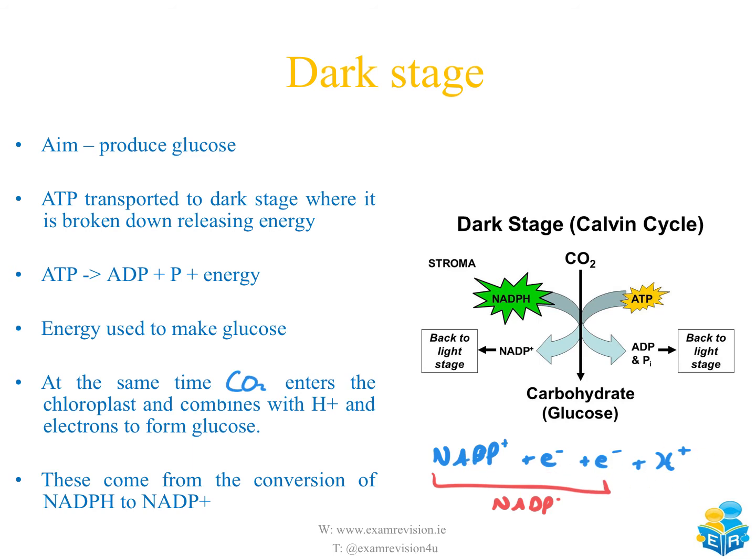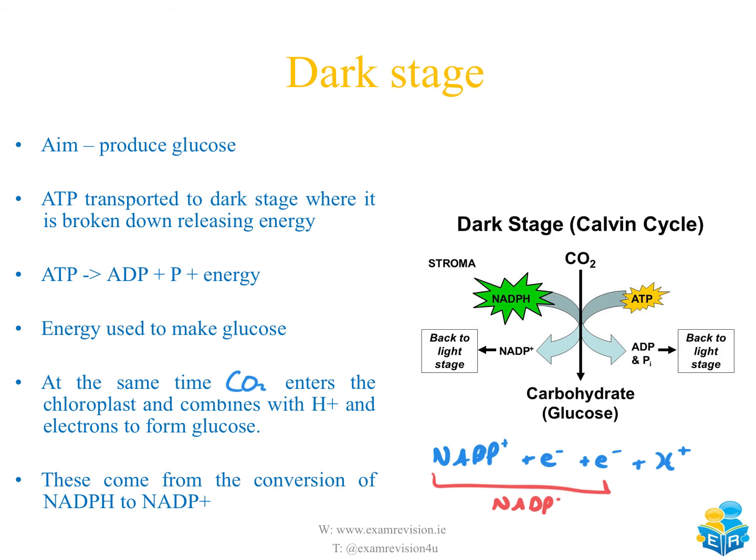Okay, so the CO2 is going to come in, it's going to combine with the H plus, which has been released when the NADPH is broken down, and the electrons as well, which are going to be used to combine it all together. And all of that combined is going to form our glucose. Okay, so CO2 is going to come in, it's going to combine here, which we can see with the NADPH, or the products from that. So the NADP plus is going to go back to the light stage so that NADPH can be formed again. And then our energy, from ATP going to ADP and P, all of that is going to combine together to form our glucose.